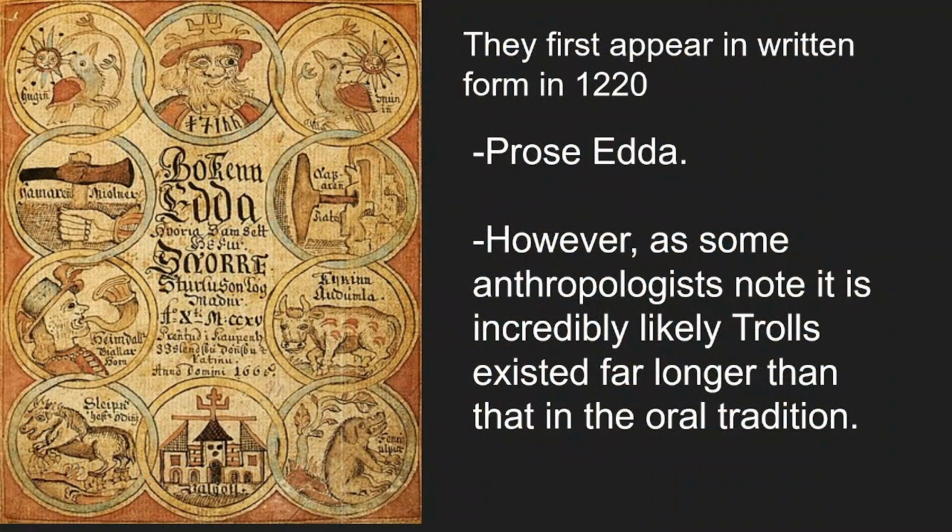So for those of you not in the know, trolls first appear in a text called the Prose Edda. This is a collection of short stories, written text, essentially sometimes even just scraps of text, also includes some poems and what are like apocryphal histories of the Norse world. And this is the first time that trolls appear in written form.